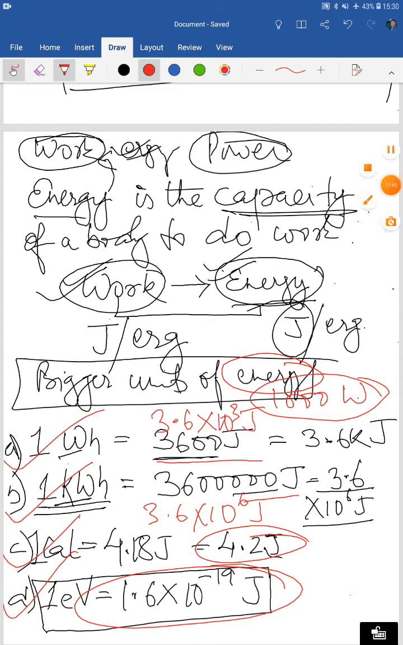All right, so this is it for today. In the next class we'll be doing some numericals, that is the application part. Okay, so today we learned about power, energy, and work, its definitions, its SI units, its measurement, its relationship between SI units and CGS units. We also learned about bigger units, isn't it? Now we are left with application of these mathematical statements of power, work, and energy, and that we will do in the next session.